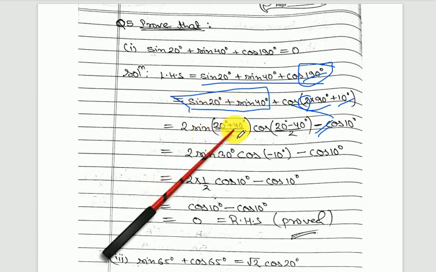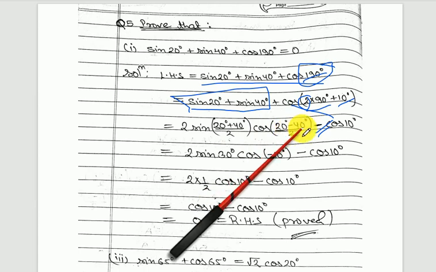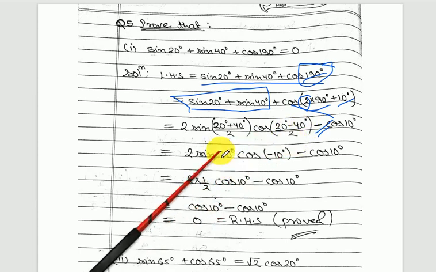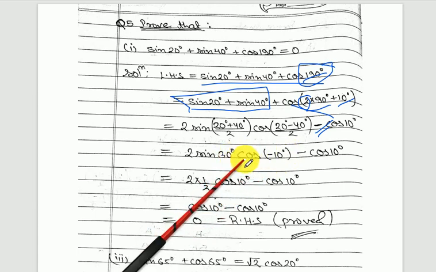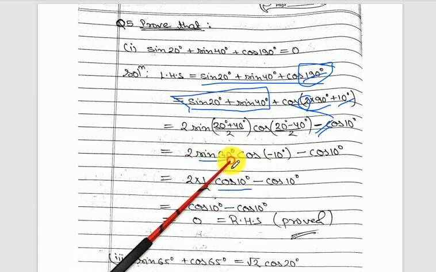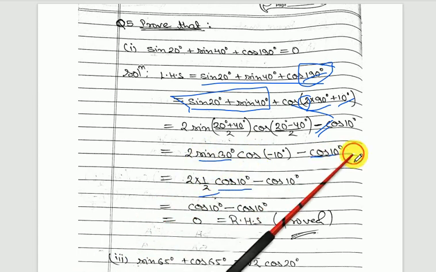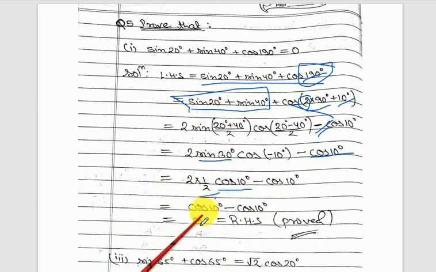That we will get 2 times sin of 20 plus 40 upon 2 into cos of 20 minus 40 upon 2, and we'll get 2 into sine 30 into cos minus 10. But you know, cos minus theta is always cos theta only. This negative sign doesn't come out. So simply this will be cos 10, and this is sine 30, that means half. So you get cos 10 minus cos 10, that is 0.